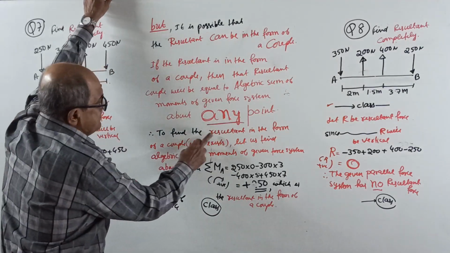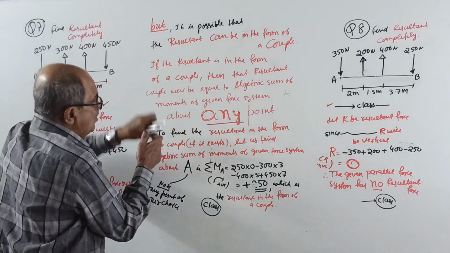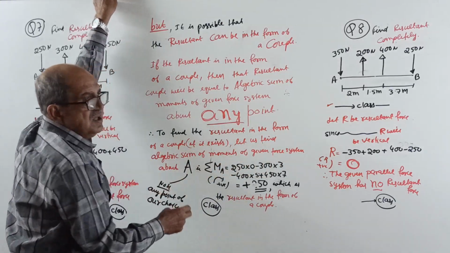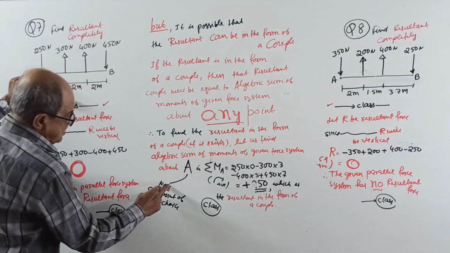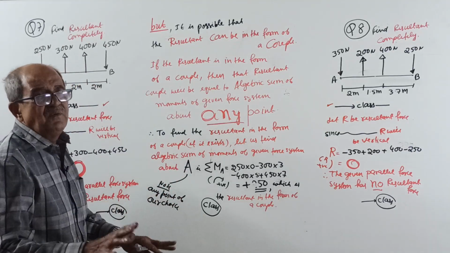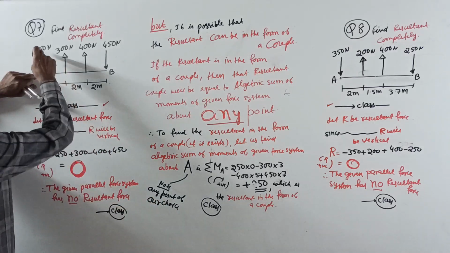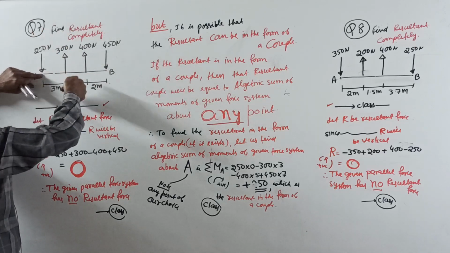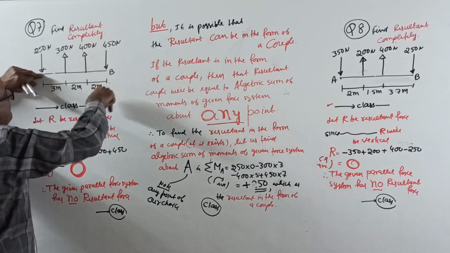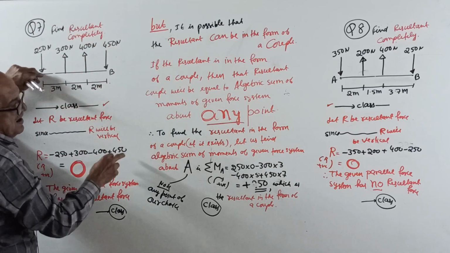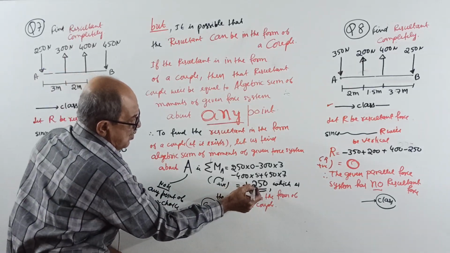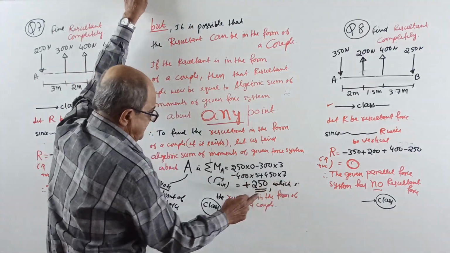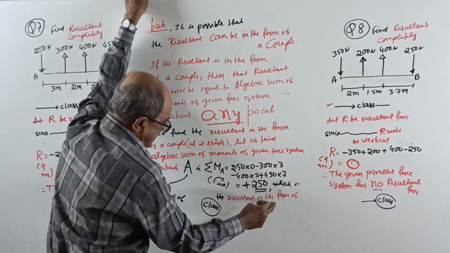Okay. Now, to find the resultant in the form of a couple, if it exists, we don't know. Let us find the algebraic sum of moments of the given force system about any point, say A. Note, any point of our choice, we decided A. Take A. One more sketch is not required. Clockwise positive: 250 into 0, 300 into 3, anti-clockwise, minus 400 into 5, plus 450 into 3 plus 2, 5, 7. The answer comes to plus 250. That means the resultant couple is there, which itself is the resultant in the form of a couple.